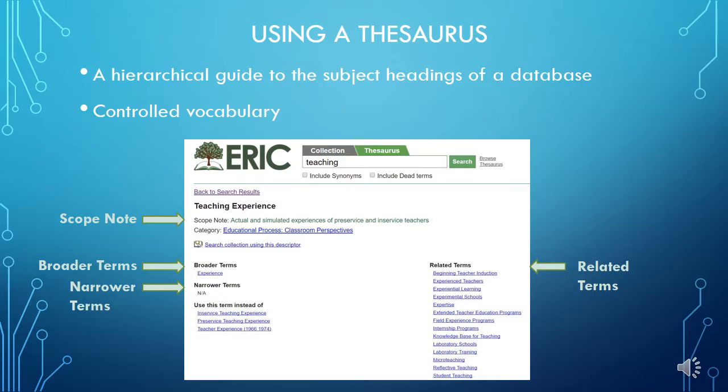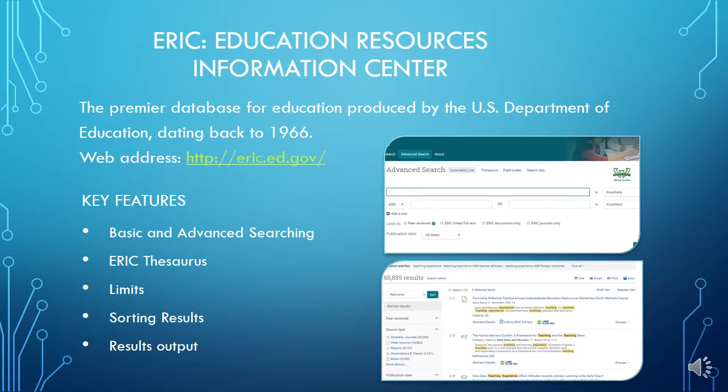A thesaurus is a good tool to use when searching a subject database. This is a hierarchical guide to the subject headings of a database. You can see here a screenshot from the free version of the ERIC Thesaurus, which shows some of the portions of a subject record that might help you determine if it's the right term for your search. ERIC is the Education Resources Information Center. This is the premier database for education. The screenshots are from the ProQuest platform, which is provided through Wayne State. Listed here are some key features of the database, including basic and advanced searching, the ERIC thesaurus, limiters for narrowing results, and various ways to manage results.